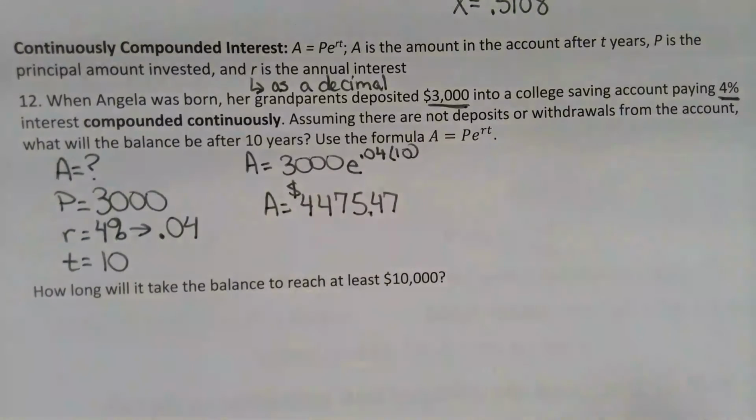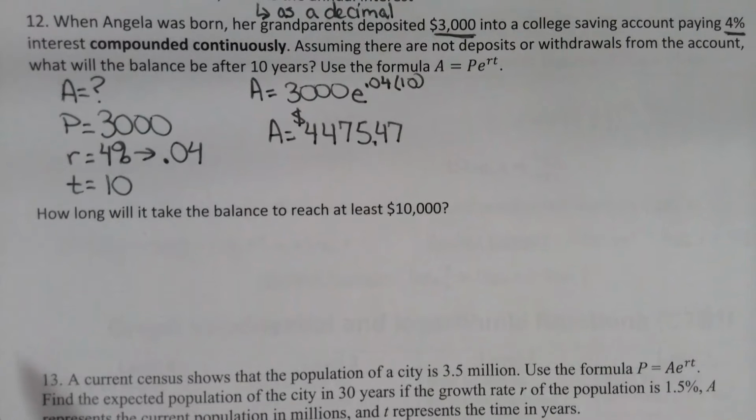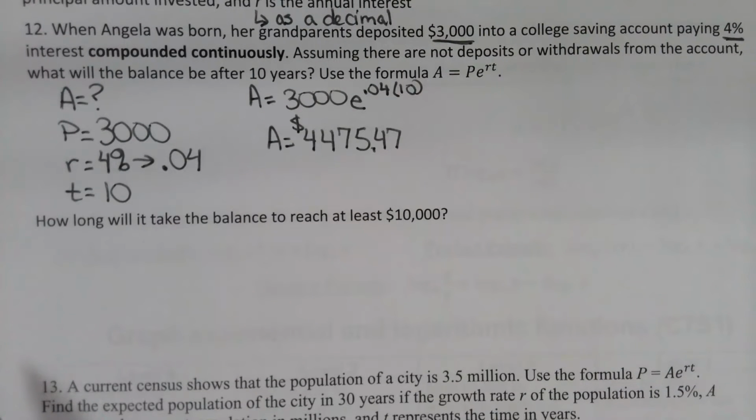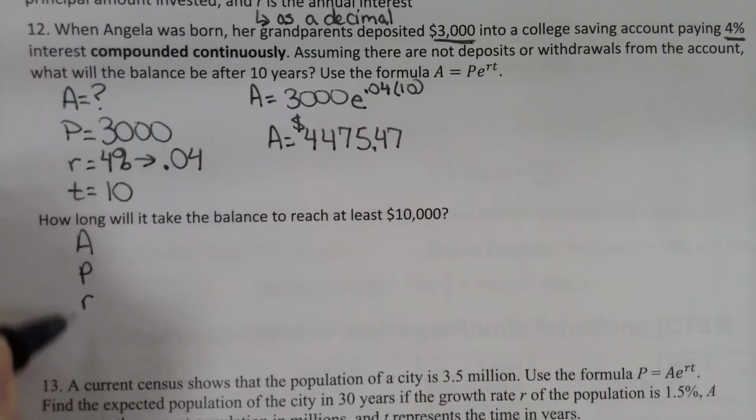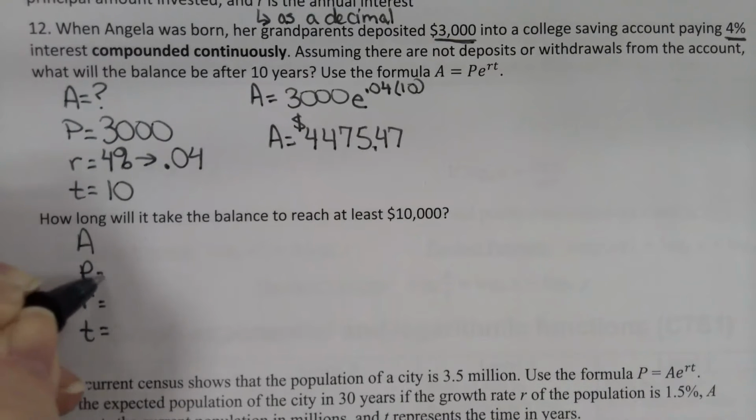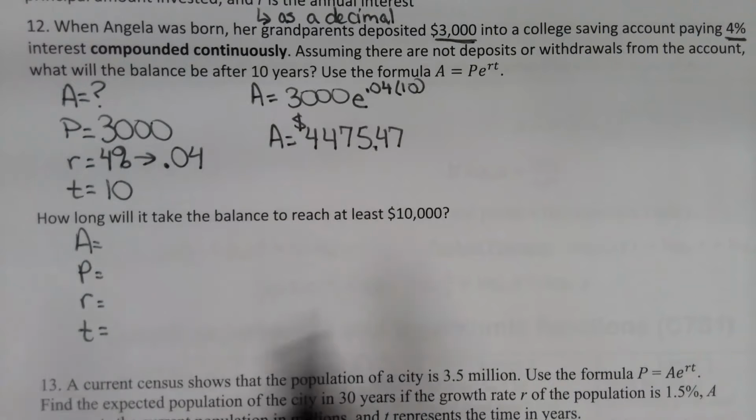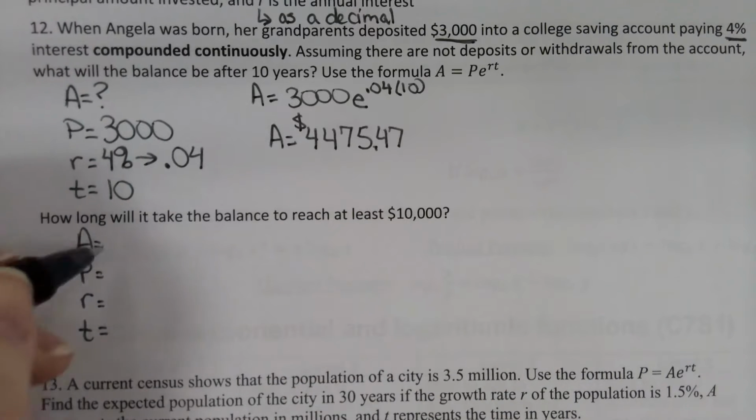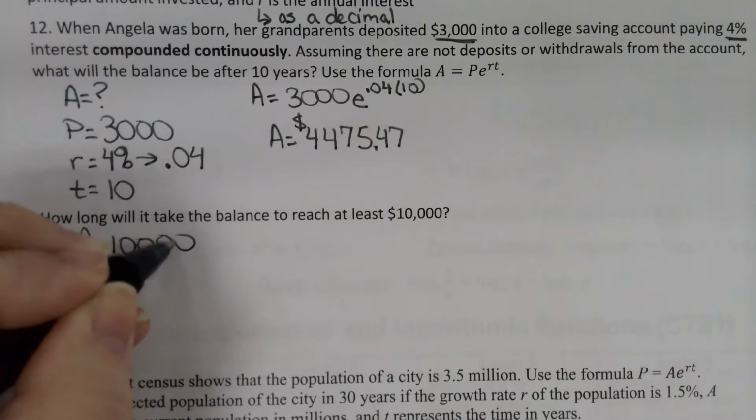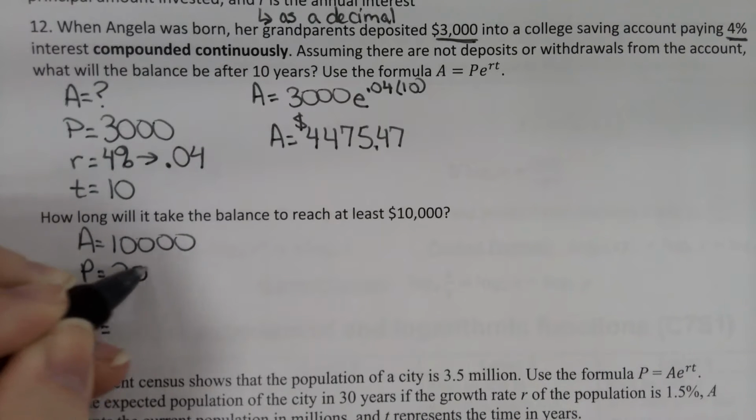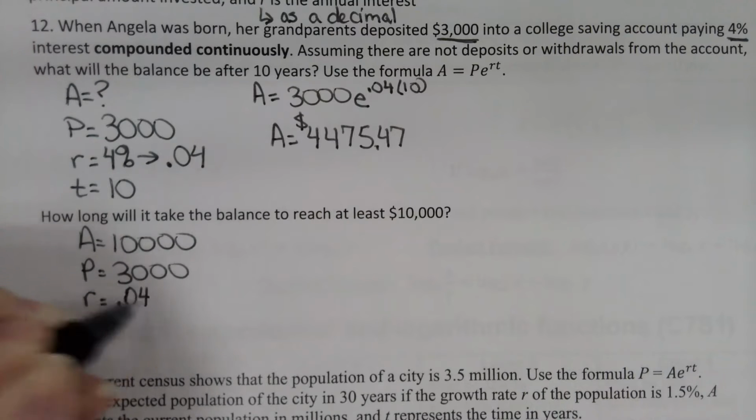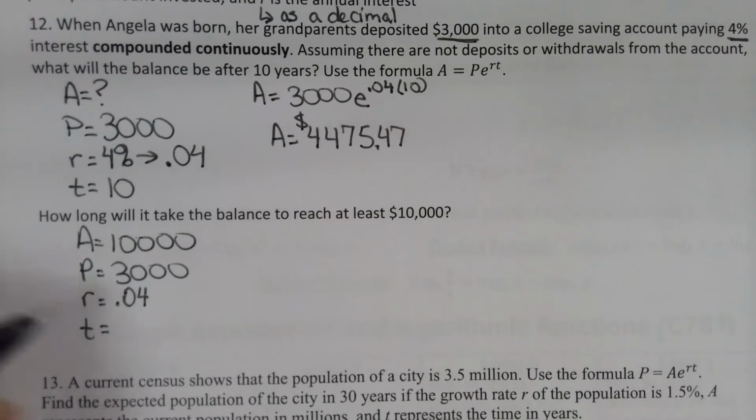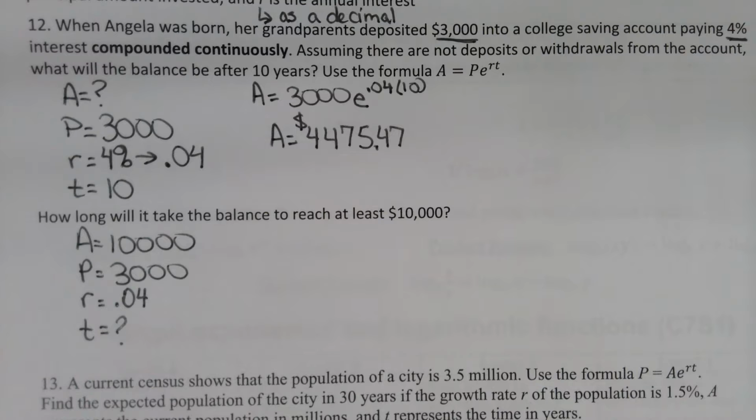Let's do another one. How long would it take the account to reach at least $10,000? So A, P, R, T. And this time it says that the account is going to reach at least $10,000. Doesn't change the fact that they put 3,000 in the beginning and that it's growing at 0.04 for my rate. So that means we're looking for time, and it asked how long, so time makes sense.